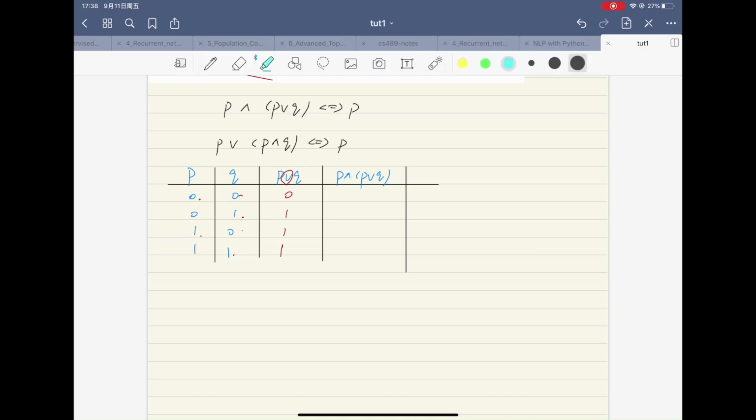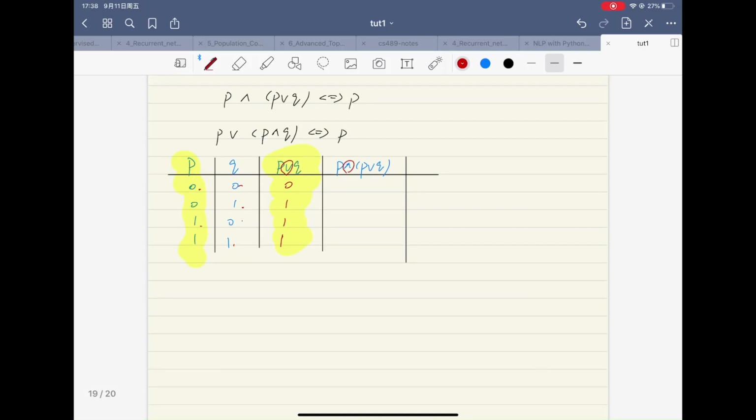And so we have this column and this column. So here is a conjunction, right? Conjunction is that if there is a false on the other side, then the output is false. So we have false, false, true, true. Where's P? Oh, P. Write it again.